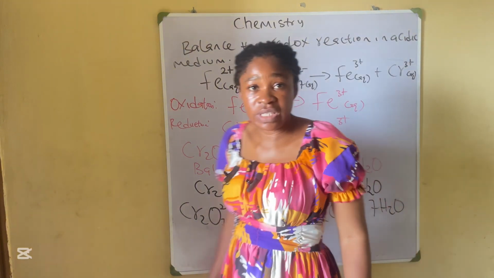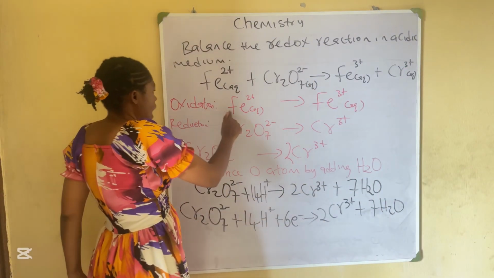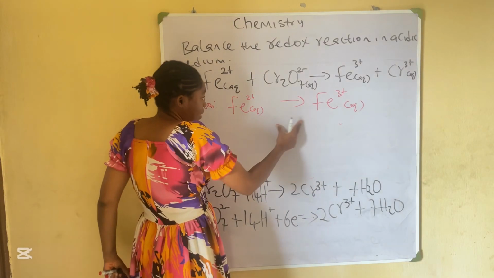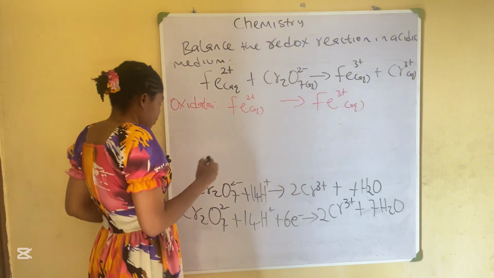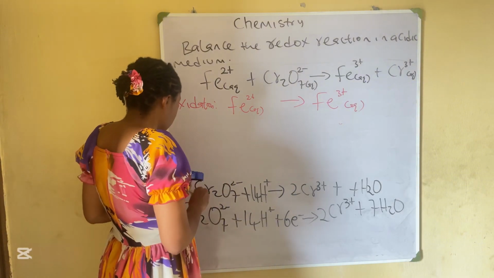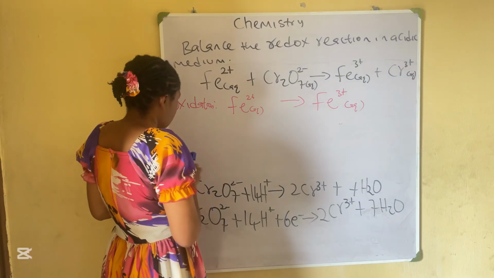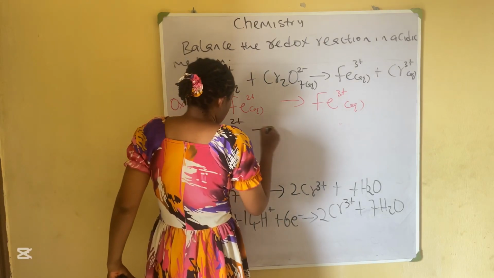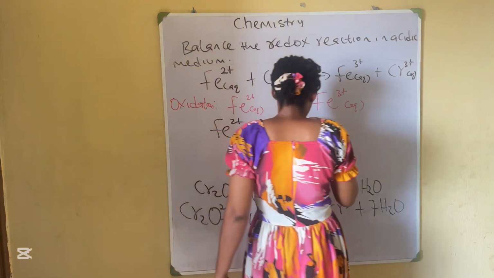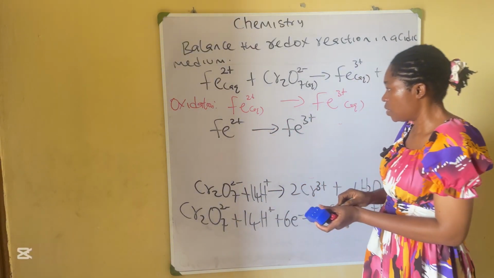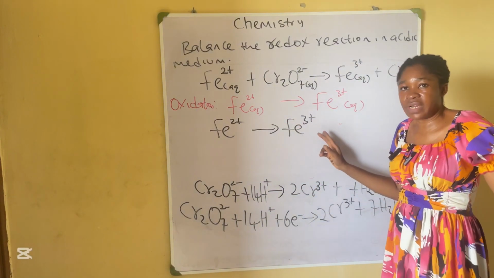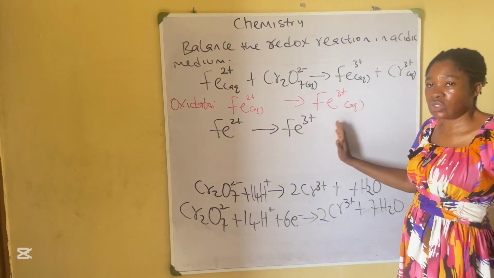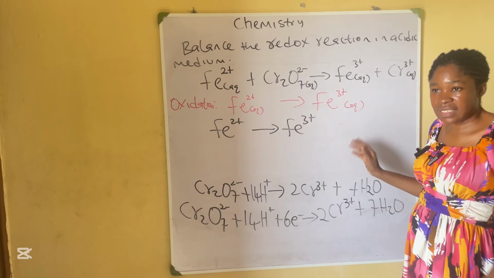Then we'll come to the oxidation. I work on oxidation. Like this, the atoms are balanced. So we're going to balance the charge by adding electron. Look at this, this is 2 plus, this is 3 plus. Like I said, for the oxidation side, add electron to the product side, the right hand side.